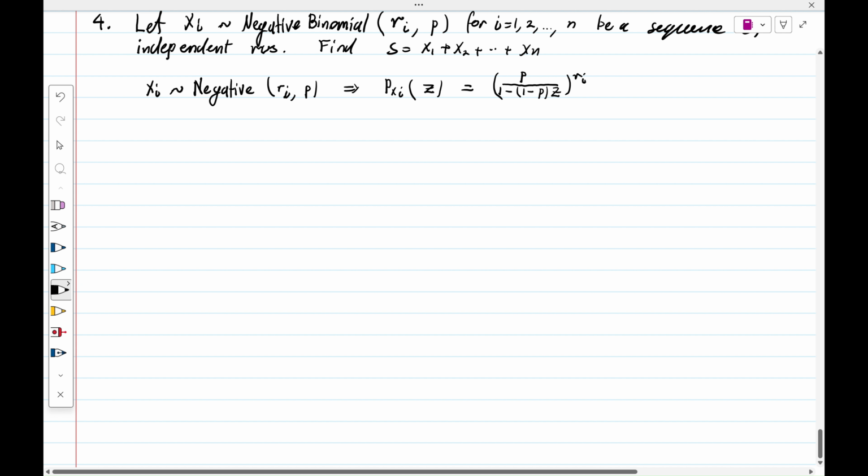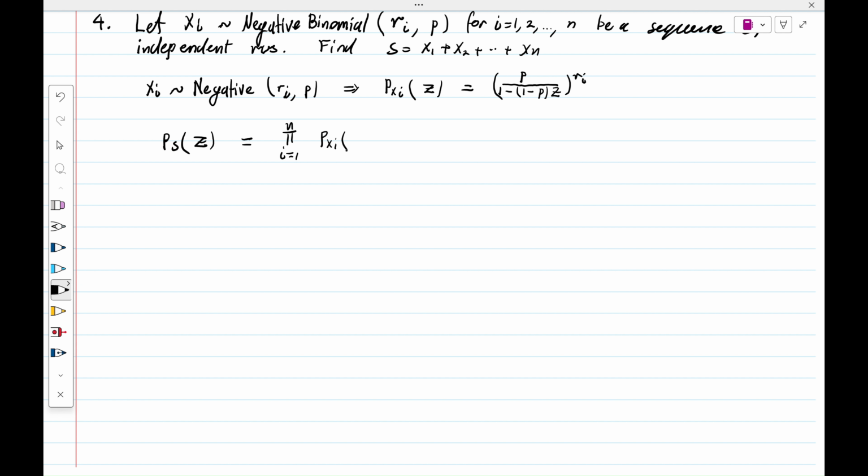Now, because they're independent, this tells us that the probability generating function of the sum is equal to the product of the respective probability generating functions of xi. Now, of course, we can substitute in our functions that we derived above. That becomes the product from i equals 1 to n of p on 1 minus (1 minus p) z.